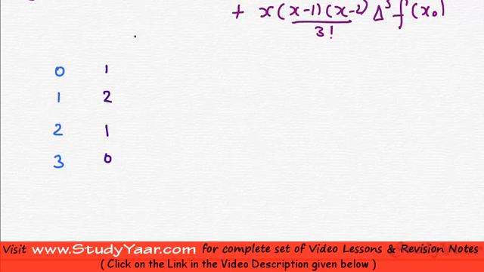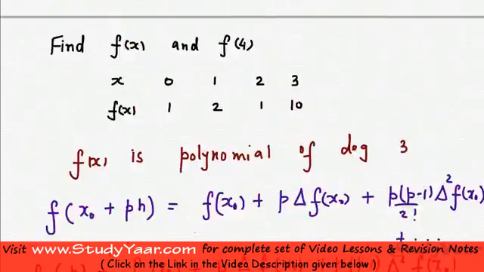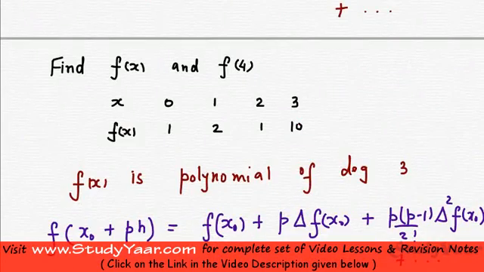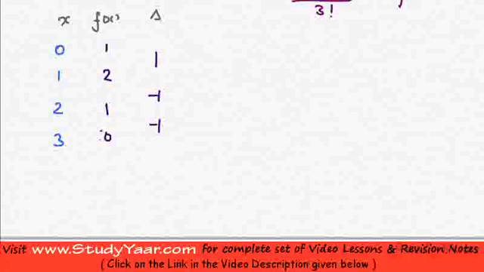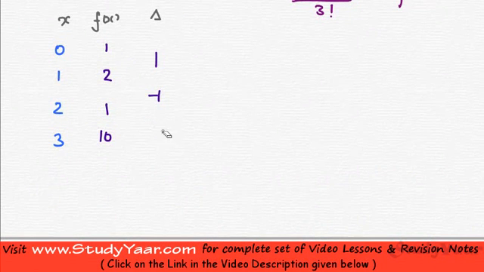Okay, your first forward difference, if this is your x, this is your f of x and this is going to be your delta. Your first forward difference is this minus this, which is 1, this minus this, which is minus 1, and this minus this, which is minus 1 again. It's 1, 2, 1 and 10. So this guy is 10, so this is 10 minus 1, which is 9.